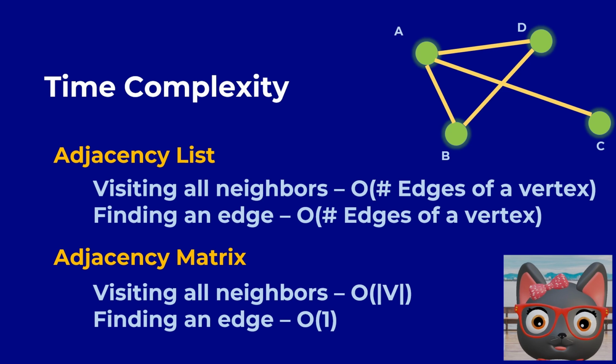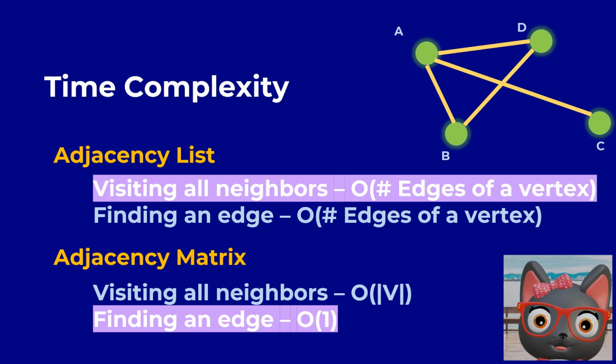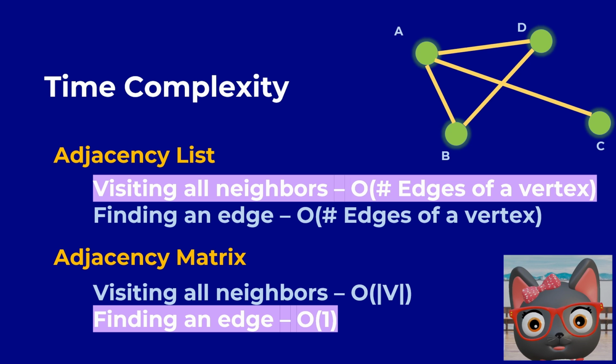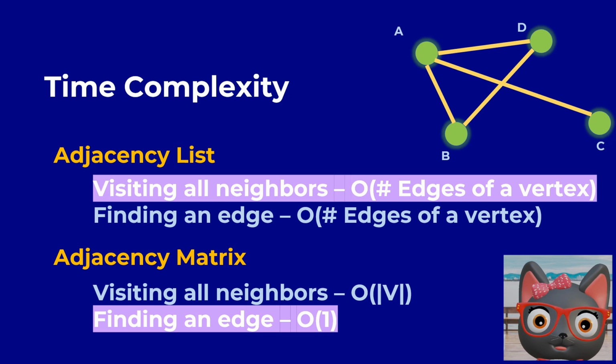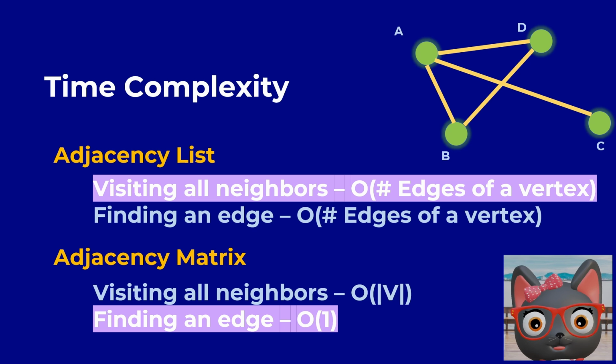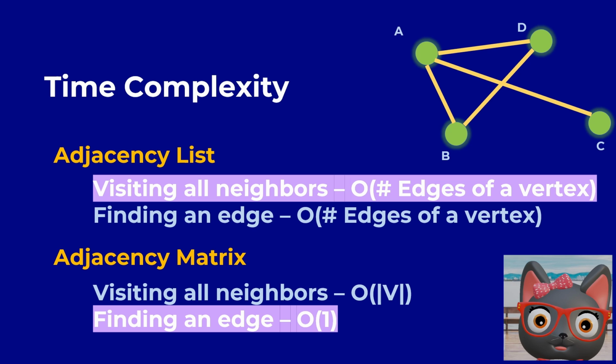So, what does that mean? If we're visiting all neighbors of a vertex, adjacency list is faster because it is O of edges of a vertex, which will always be less than O of V. If we want to check if there's an edge between two vertices, an adjacency matrix is always faster because it is O of 1. As it turns out, we are usually visiting all neighbors of a vertex, so the adjacency list is what we will be using most of the time during graph traversal. If we are working with very dense graphs, we may choose to use an adjacency matrix because it has a better space complexity. But in all our examples, we will stick to adjacency lists.